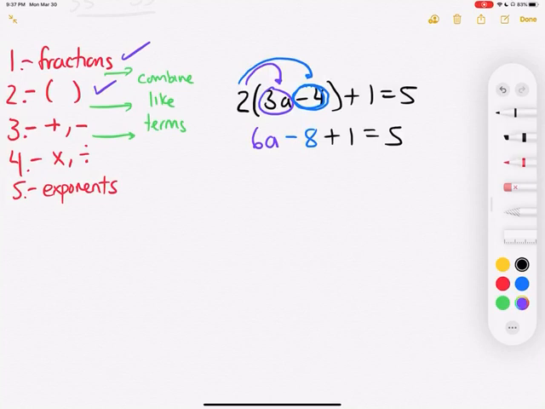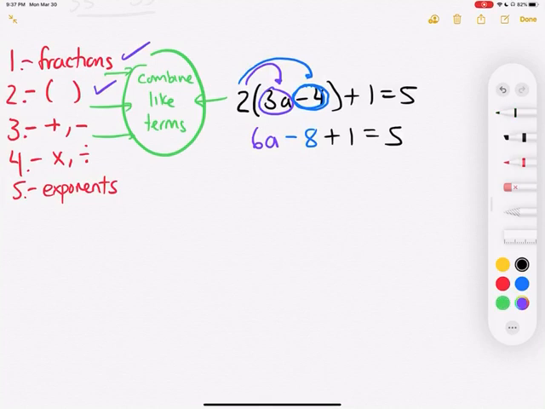And now at this point, since I got rid of the parentheses, I might be able to combine like terms. I have to inspect both sides of the equation without moving anything from one side to another, just trying to combine like terms, to see if I can simplify this expression.